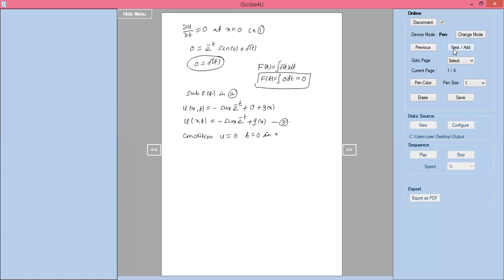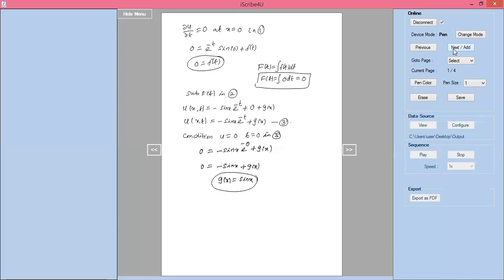If you use it in equation 3, u is 0 equal to minus sin x into e power minus 0 plus g of x. We know that e power 0 is 1, so e power 0 is 1 means 0 equals minus sine x plus g of x. Now you'll get g of x equal to sine x.